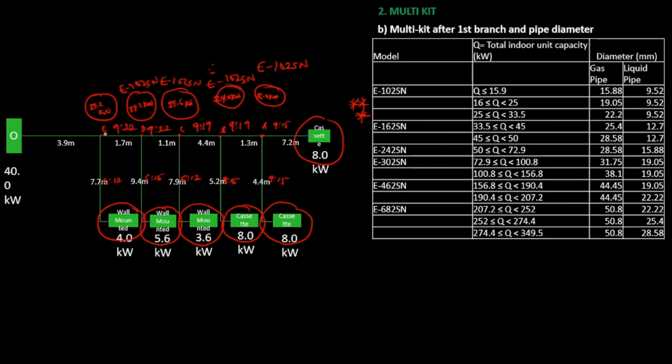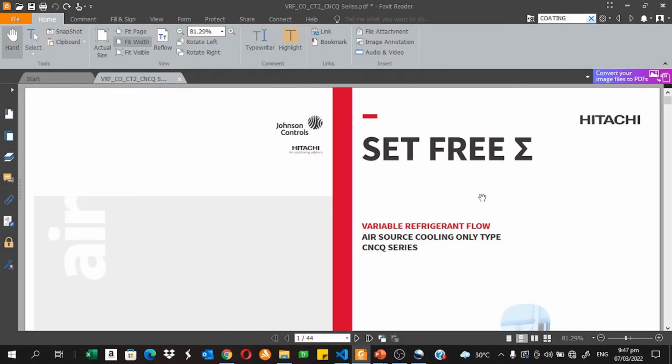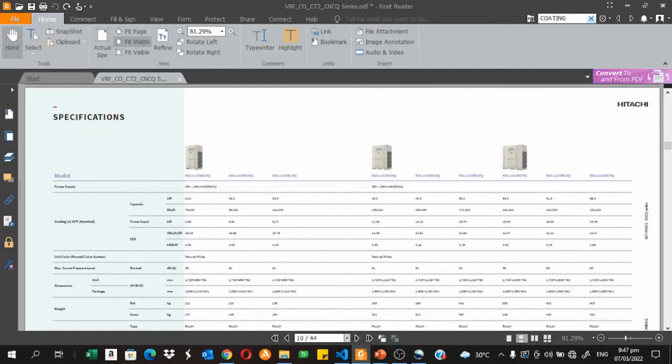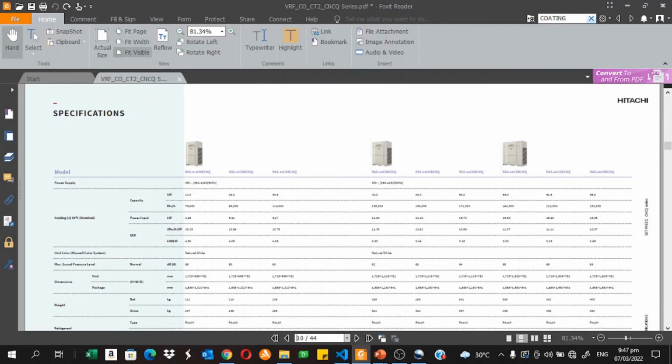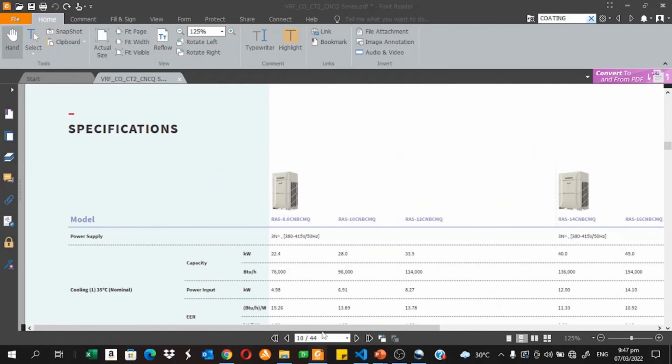Branch E is the first branch, like I said, so we'll determine the right multi-kit from the product catalog. We'll also determine the pipe sizes between the outdoor units and the first branch, that's branch E. Now I have the product catalog open here, so I'll just go to page 10, because that's where the specifications of the outdoor units are.